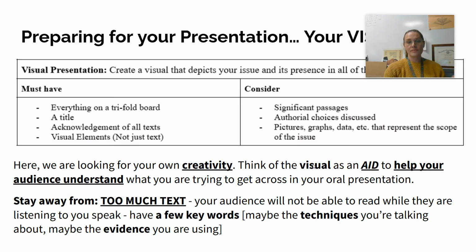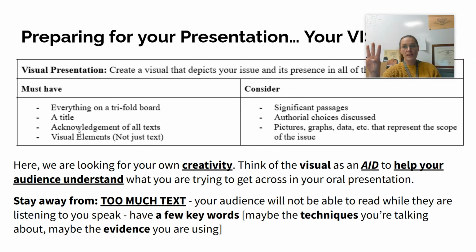Okay, now I'm going to talk about your visual a bit. Again, I did talk about some of this on Tuesday, but I just want to reiterate, and then there's a little bit of new content here. So this chart here at the top, this is all the rubric says about your visual. So this would be bare bones, the minimum of what you need to do. It needs to have everything on a trifold board. It needs to have a title. It needs to have an acknowledgement, so something that is talking about or showing all of the texts in some way.